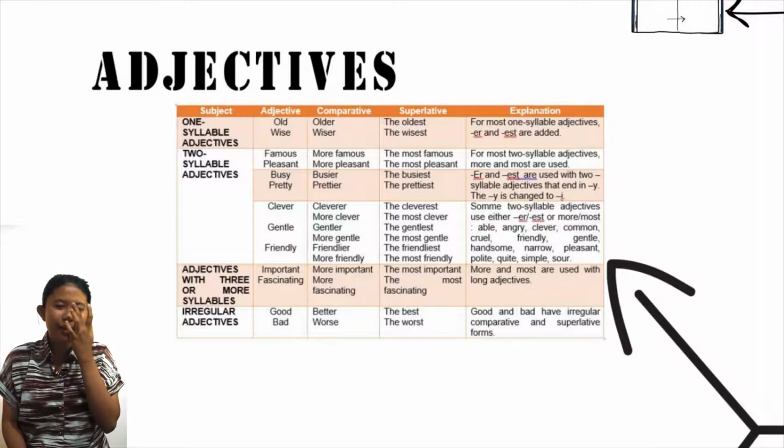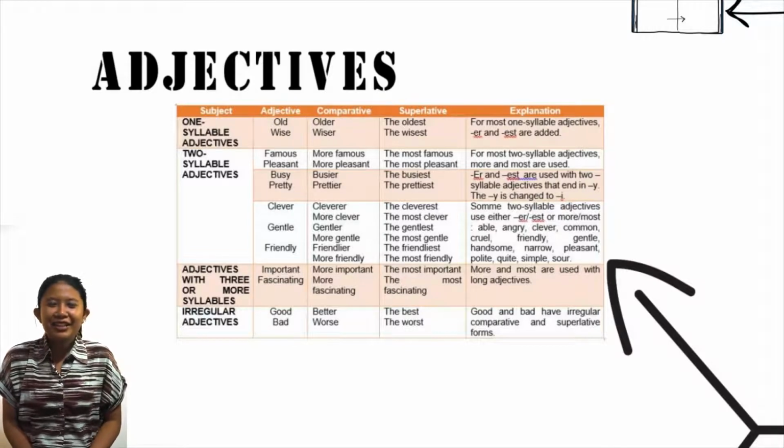The next is irregular adjectives. The examples are good and bad. The comparative form of good is better. The comparative form of bad is worse. The superlative form of good is the best. The superlative form of bad is the worst. The explanation: good and bad have irregular comparative and superlative forms.